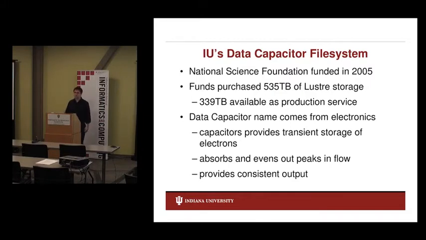The name data capacitor comes from the idea of a capacitor in electronics. A capacitor in electronics is a basic building block, and it provides a storage of electrons and evens out the flow of electrons. So one side coming into it can be intermittent or slow or fast, it doesn't matter, but the output of it is always reliable and consistent. It's kind of the same idea, and we're using that as a model for this central file system. The data can come in from anywhere, but when you're actually using it, it's reliable and consistent and fast.